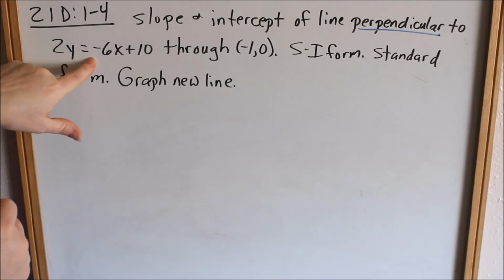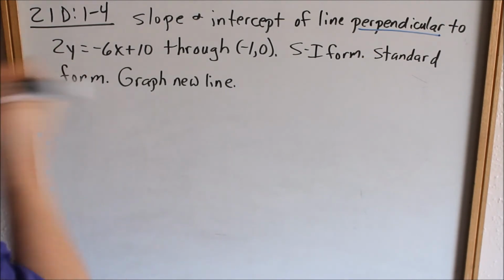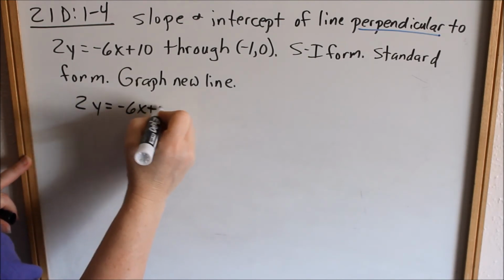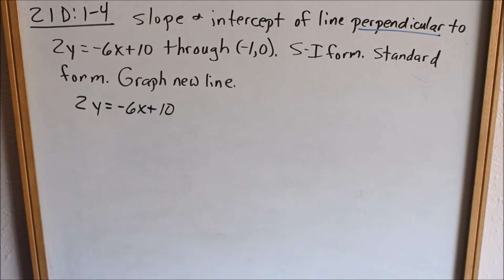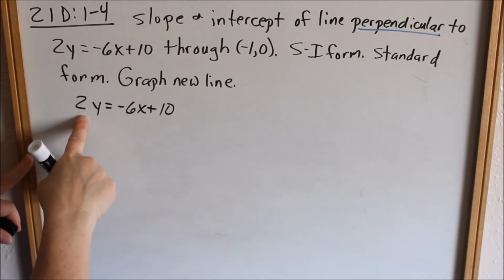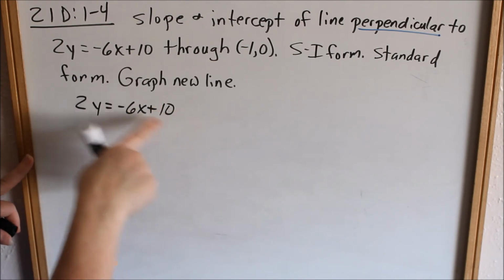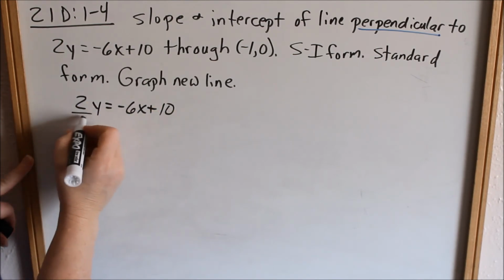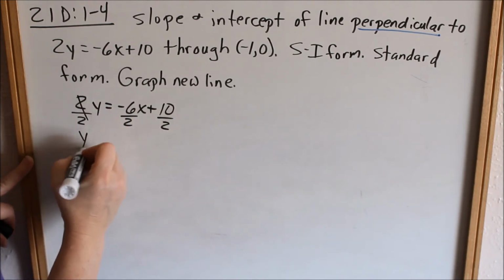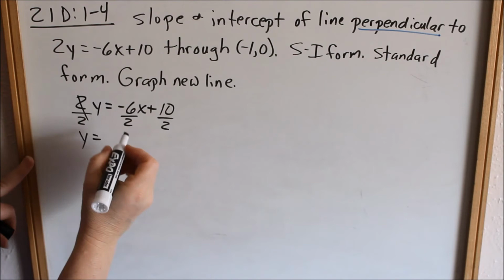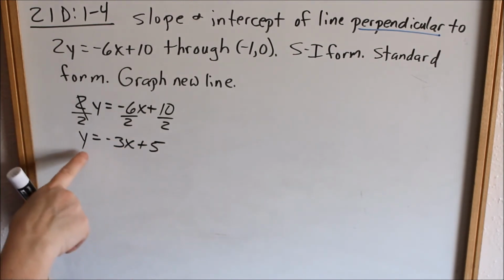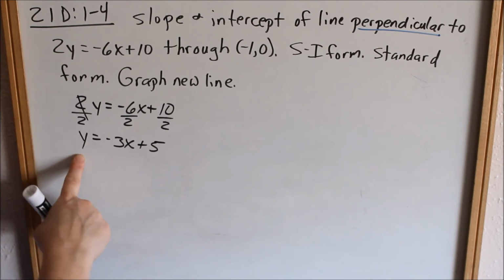The equation that they give us is not in slope-intercept form. It needs to be in slope-intercept form in order to see the slope, to be able to get the perpendicular slope. So to put it in slope-intercept form, y is already over here and everything else is over there, but I need to get rid of the 2. So if I divide this by 2, I have to divide everything by 2. So now y equals a negative divided by a positive is a negative 3x plus 5. So that's the equation of my original line.